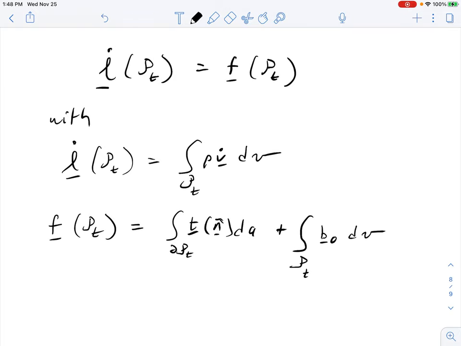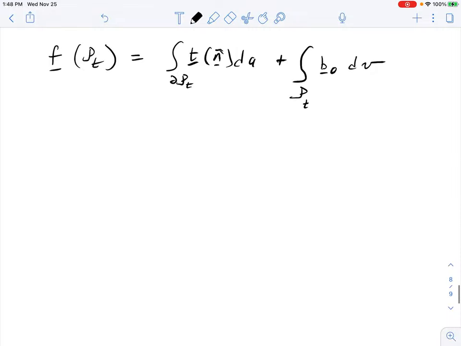And then in a similar fashion, we can write out the balance of angular momentum.